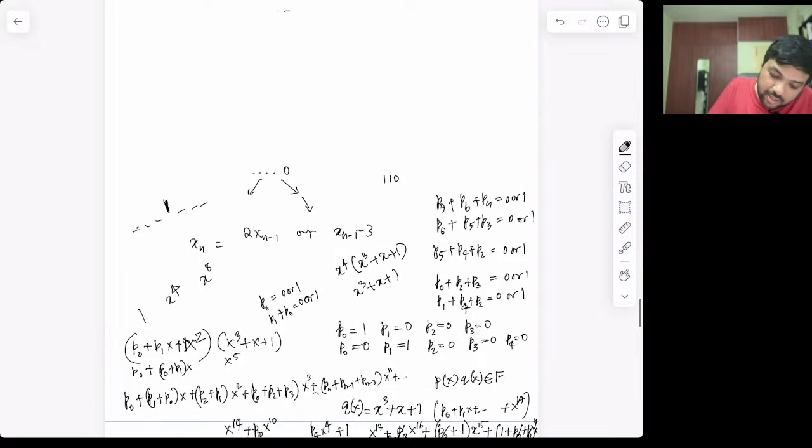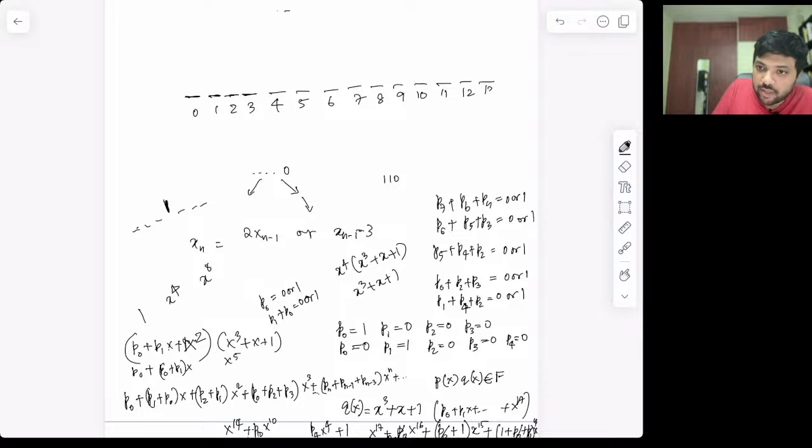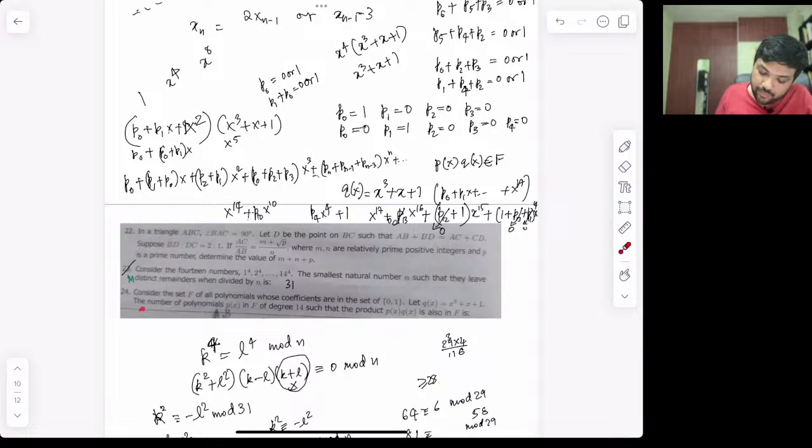What's our understanding? So if you have 14 locations, 0, 1, 2, 3, 4, 5, 6, 7, 8, 9, 10, 11, 12, 13, 14. The coefficient of degree 14 is 1 because it's a degree 14 polynomial. So we are solving problem 24, right? Consider F is the set of all polynomials whose coefficients are in the set 0, 1. Let q of x equal x cube plus x plus 1.